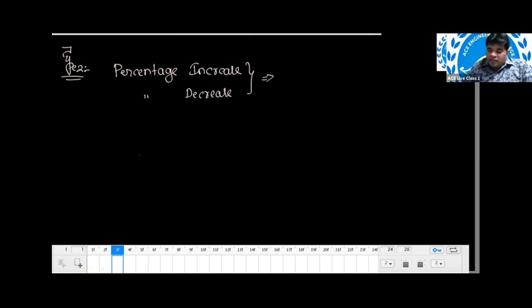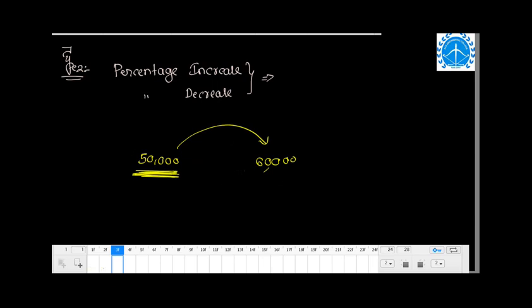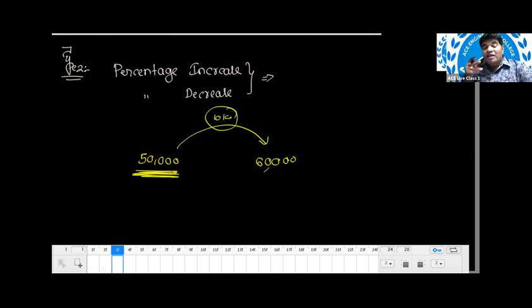Suppose here one of my friends, Anita. Suppose your present salary is 50,000. Next year you changed the company, and 50,000 became 60,000. So how much did your salary increase? 10,000, sir. That 10,000 is compared with which value? 50,000. So that 10,000 increase is from where? From 50,000. So this is the original value.